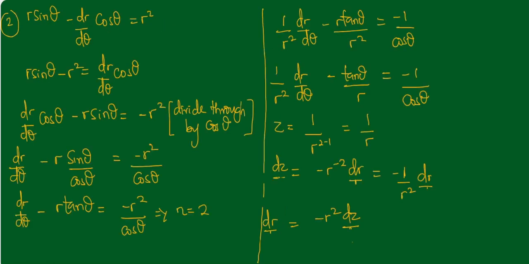So we have 1 divided by r squared dr d theta minus tan theta divided by r is equal to minus 1 divided by cos theta. For some reason, I kept mixing the theta and the x together. So we have the z, the theta here instead of the x, the r, the theta. We also have the theta here and the theta here.